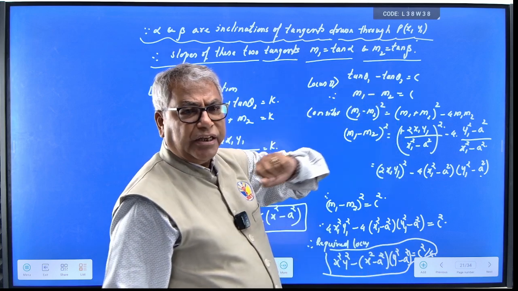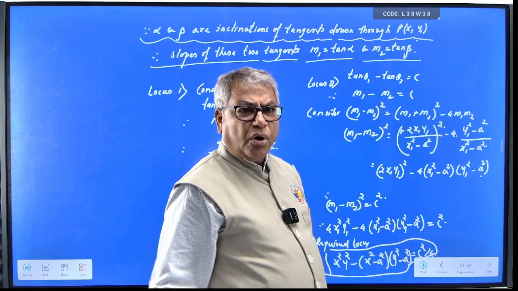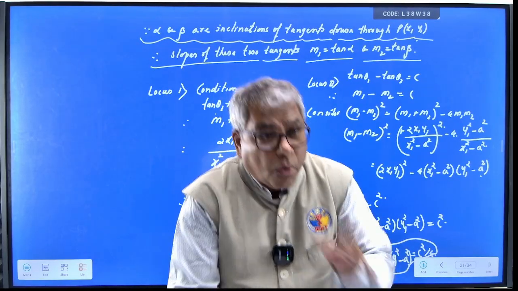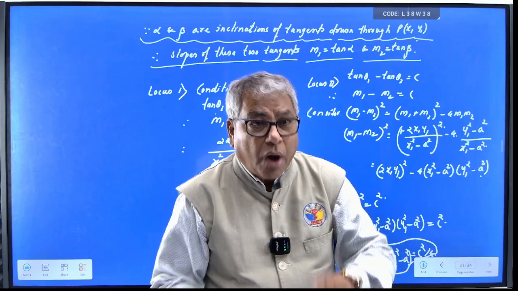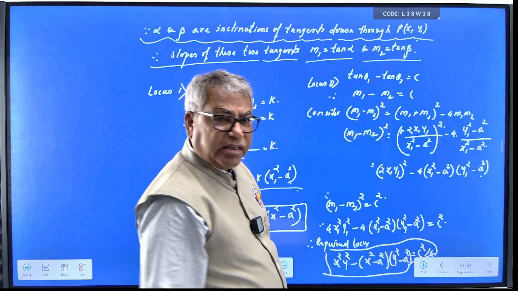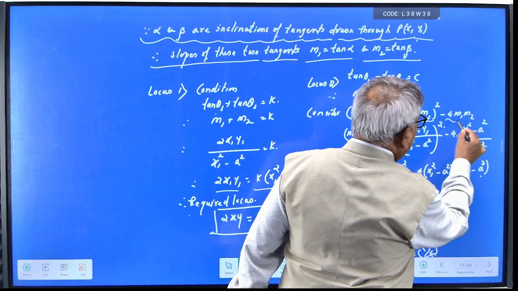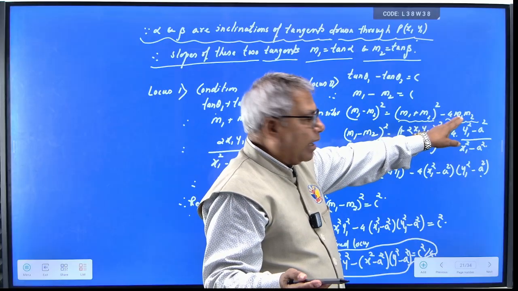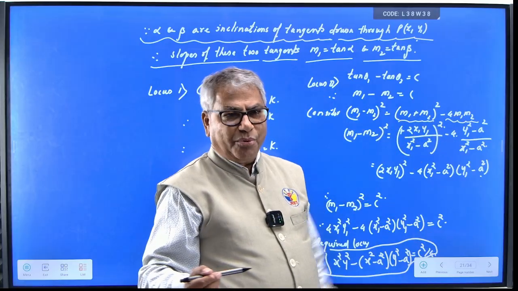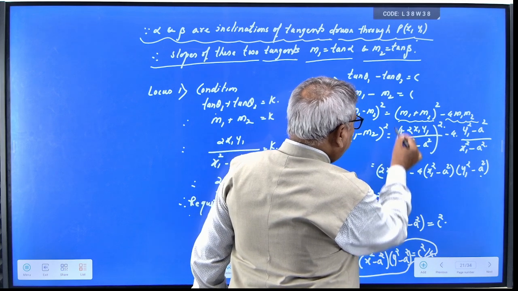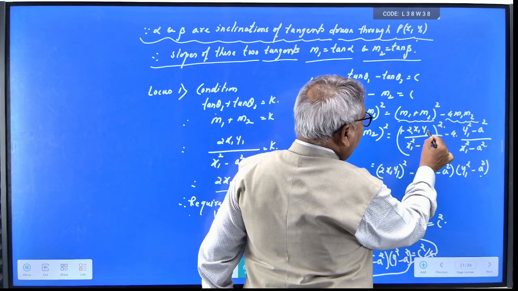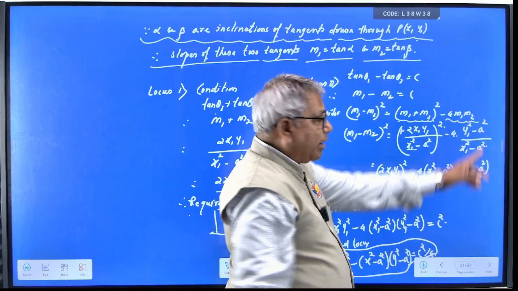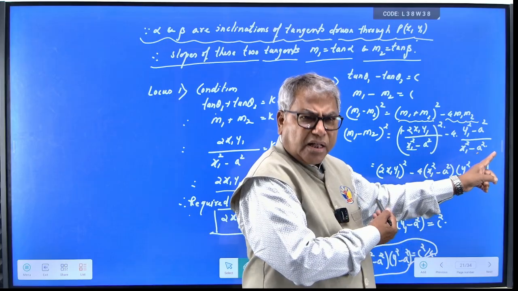What's the second locus? tan θ1 − tan θ2 = c, so m1 − m2 = c. I don't have the value of m1 − m2. I am going to find it with the help of m1 + m2 and m1m2. How? (m1 − m2)² = (m1 + m2)² − 4m1m2. What is m1 + m2? (2x1y1/(x1² − a²))² minus 4 into, what is m1m2? (y1² − a²)/(x1² − a²). Just now we have seen that.